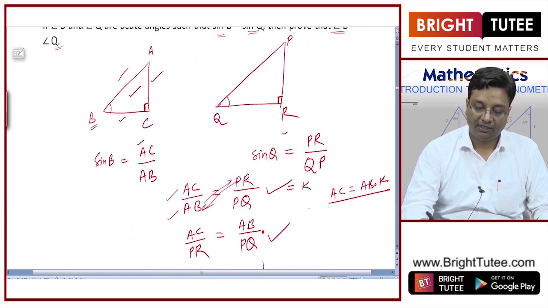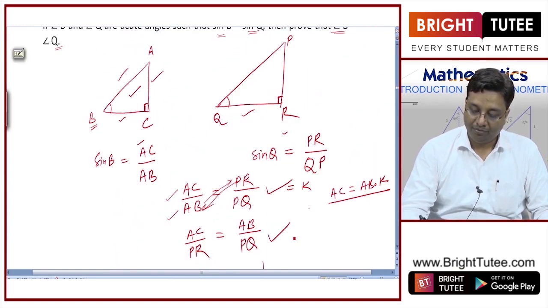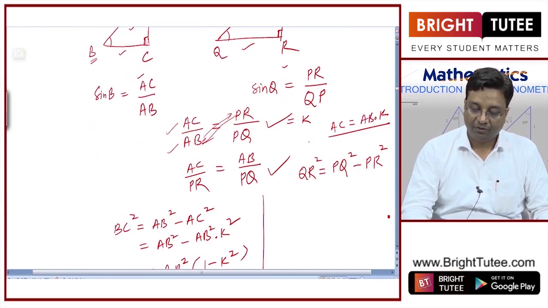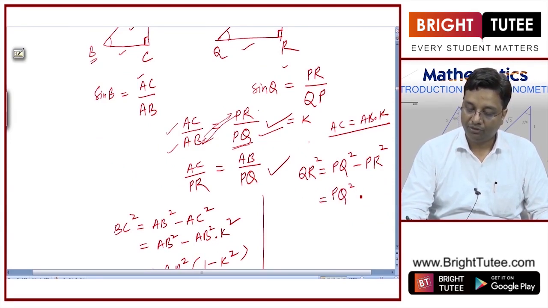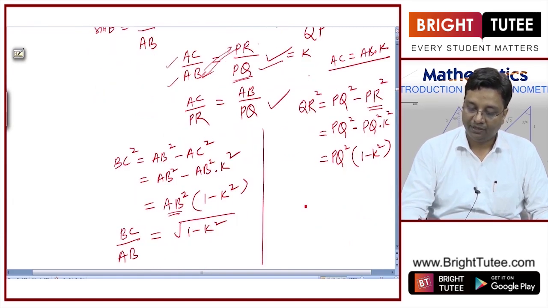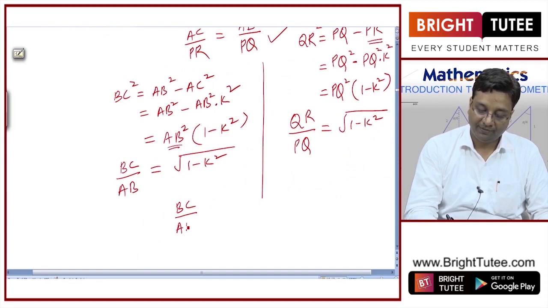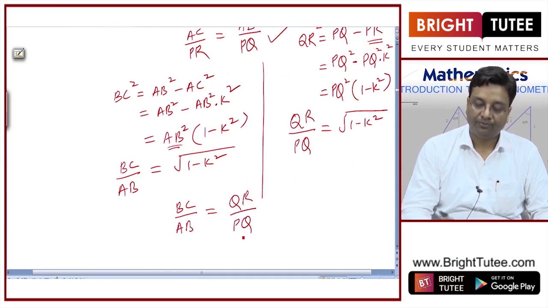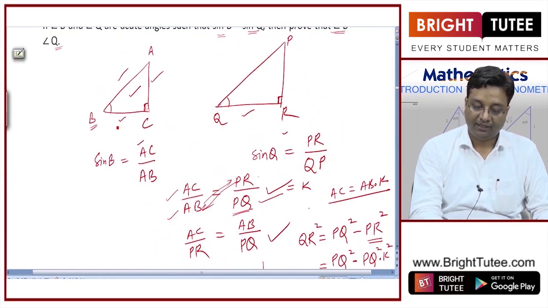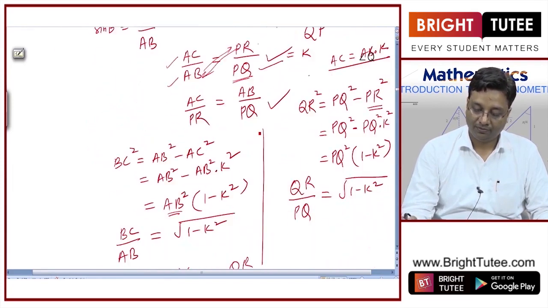Similarly, if I talk about this third side here, QR, QR square is equal to PQ square minus PR square, and from this ratio here, PR is nothing but K into PQ, right? So PQ square minus, this is K into PQ, so I can write it as PQ square into K square. So I can take PQ square common, 1 minus K square. So what is QR upon PQ? It is root of 1 minus K square. So I can say that BC upon AB is equal to QR upon PQ. Okay. So now you can see that this ratio BC upon AB is equal to QR upon PQ.